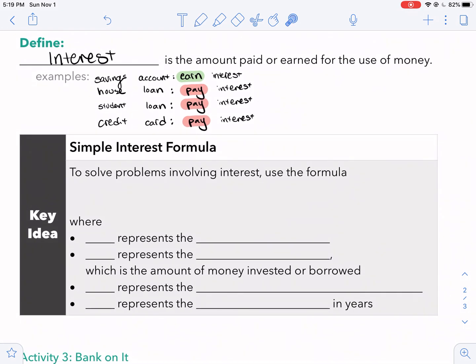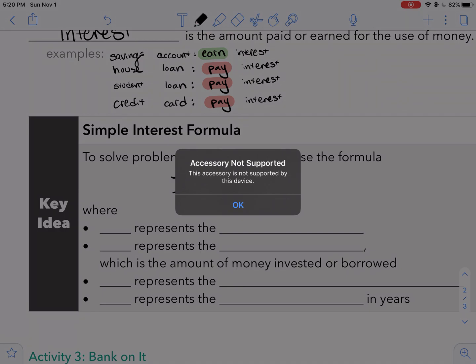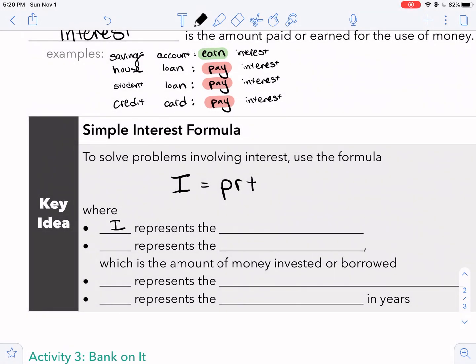I have a simple interest formula. There's also compounded interest. We'll get to that later. So basically super simple. You use this formula. I equals PRT. Here I stands for interest, so the interest that you owe or the interest that you earn. P represents the principal.